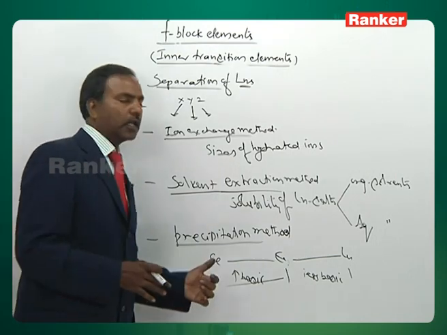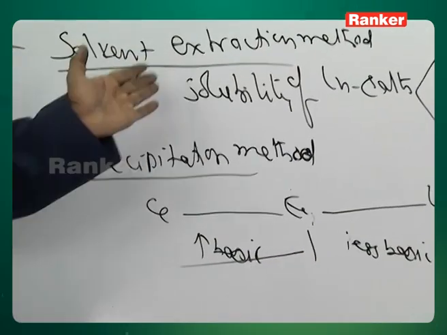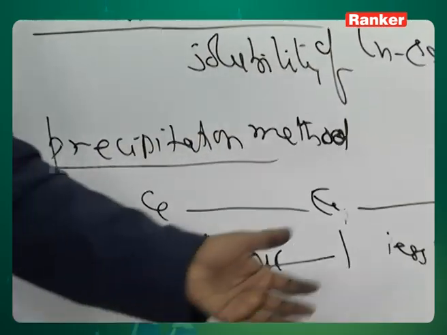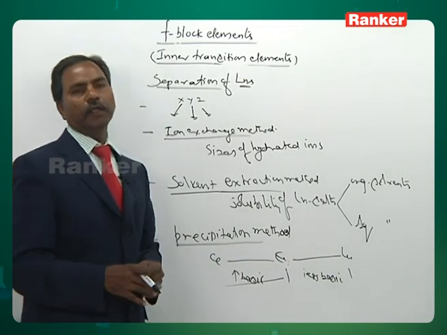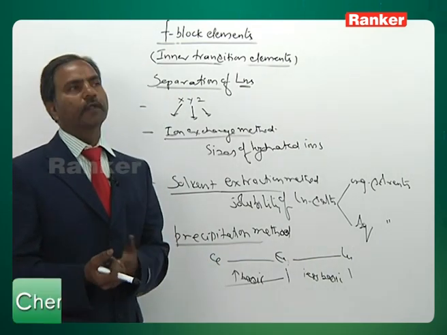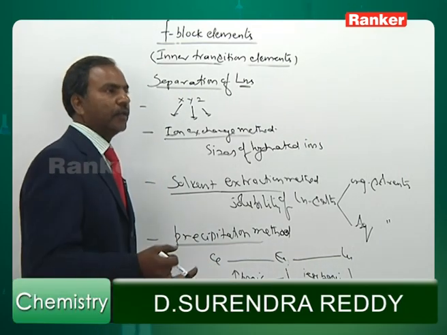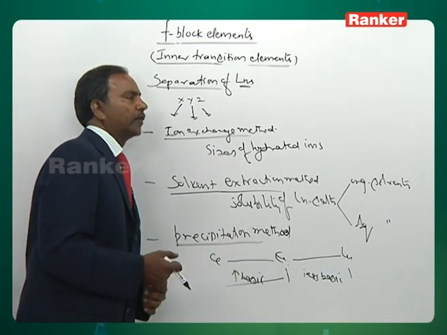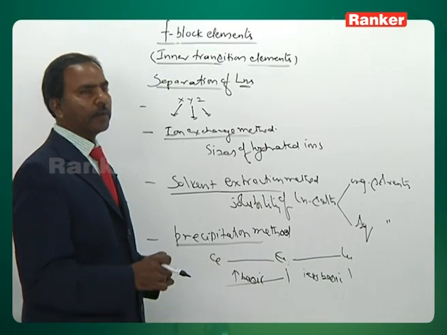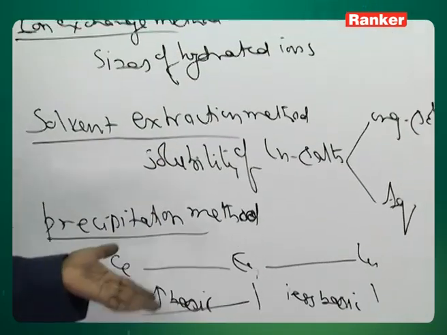The third method is based on the rate of precipitation of hydroxides. The right hand side lanthanides, the second half of the lanthanides, are rapidly precipitated because they are less basic in comparison to the left hand side half of the lanthanides. These are the methods to separate one lanthanide from the other lanthanides.